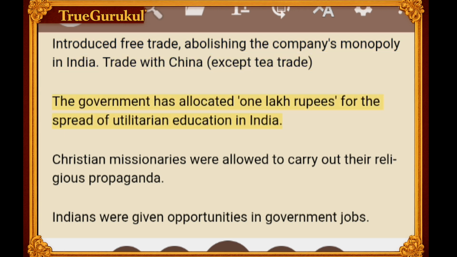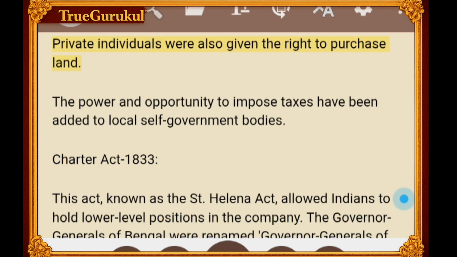The government has allocated 1 lakh rupees for the spread of utilitarian education in India. Christian missionaries were allowed to carry out their religious propaganda. Indians were given opportunities in government jobs. Private individuals were also given the right to purchase land. The power and opportunity to impose taxes have been added to local self-government bodies.